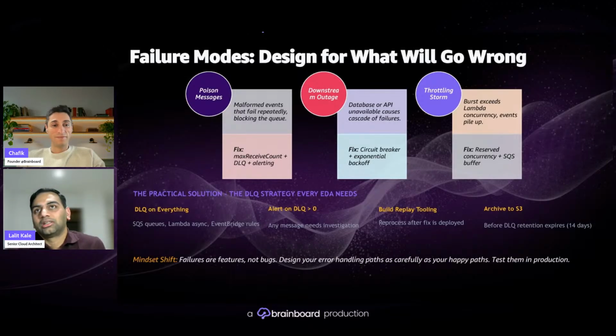Downstream outage, that's kind of obvious. Throttling storm, I think. We have seen Lambda concurrency configured very low because of the account limits, and you're getting a lot of throttling errors, and nobody's noticing because even your DLQ alerts are throttled. So that's kind of fun.